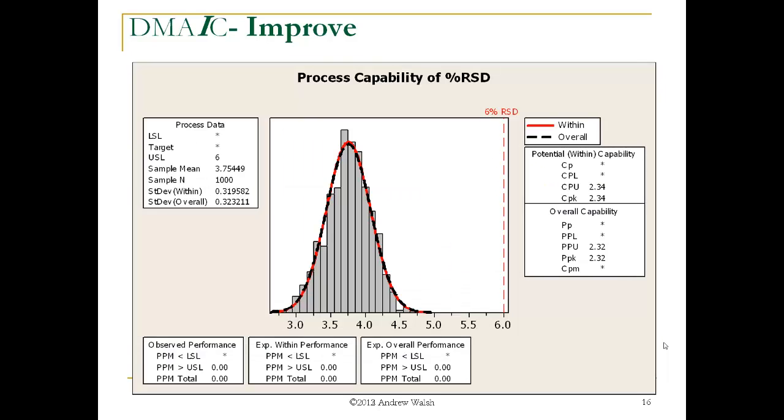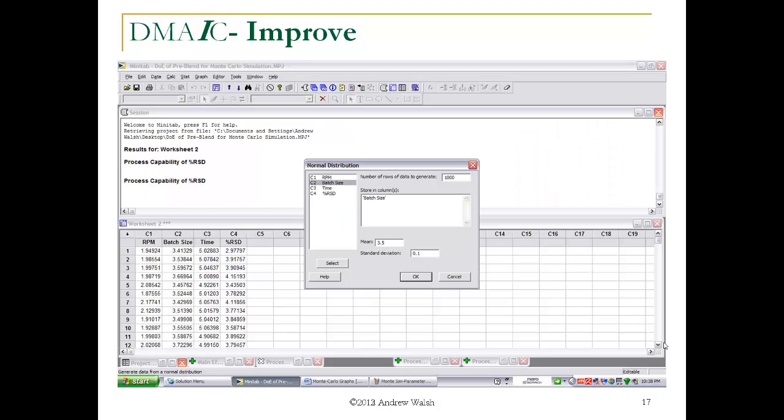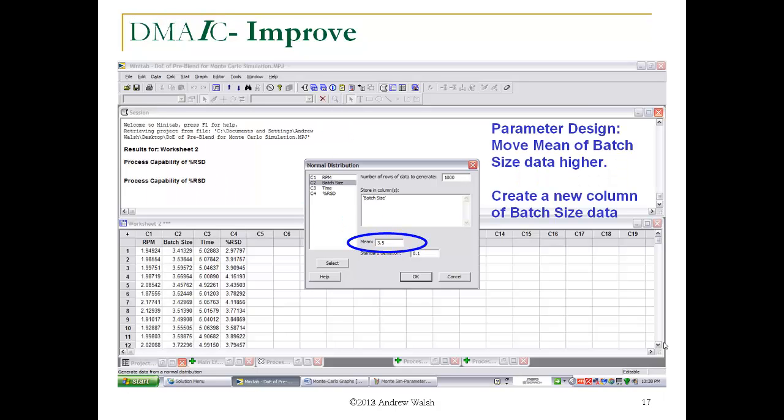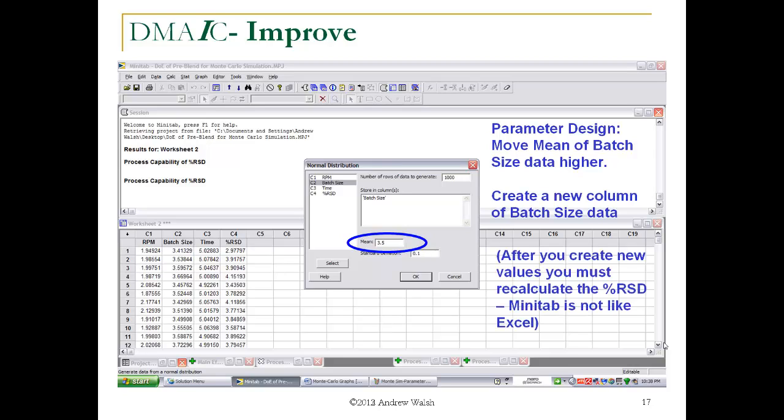And here's our process capability generated. We see here's our 6% RSD. And our process capability is 2.34. CPK also of 2.34, which is very good. But can we improve this? So let's design our parameters. Let's move the mean of the batch size data a little bit higher, and we'll create a new column of batch size data. Now, here's another thing.